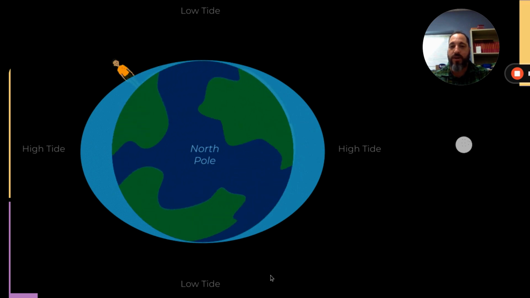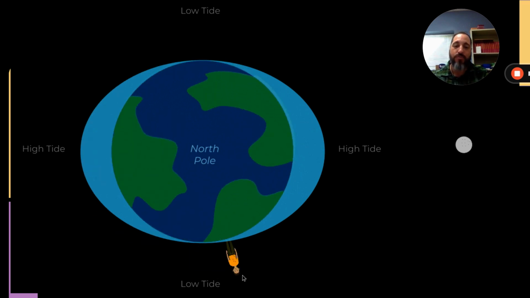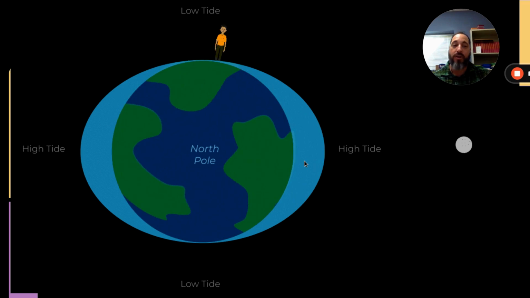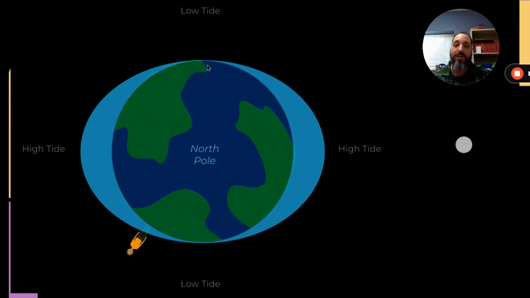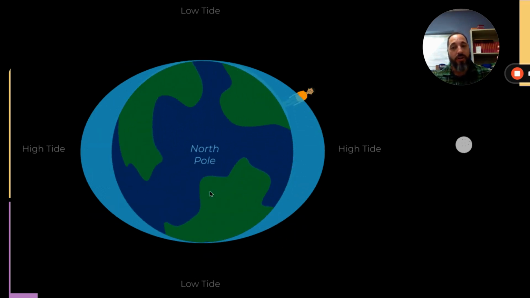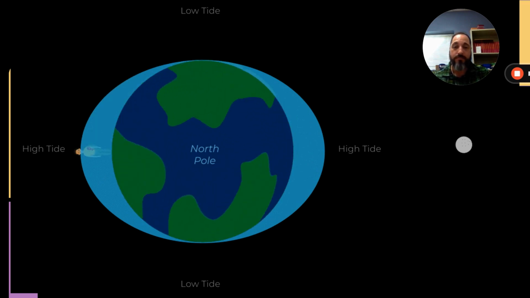You can see this person right here rotating around on Earth. As it rotates into the high tide, the water level is going to rise. And as it rotates into a low tide, the water level is going to decrease.